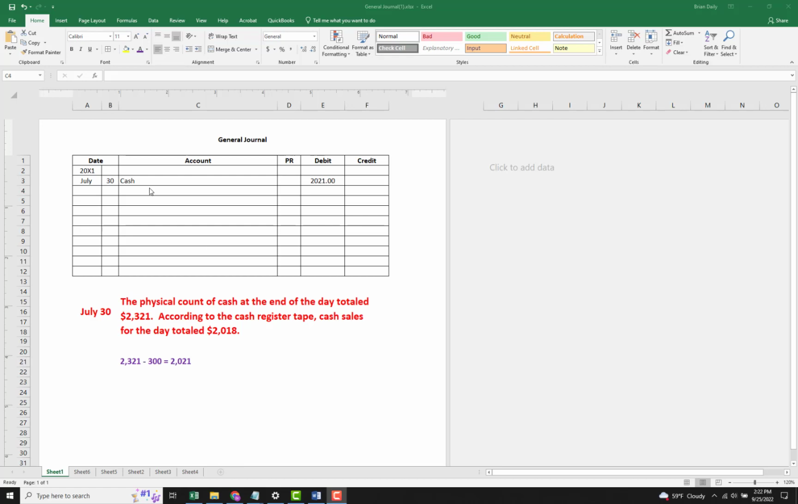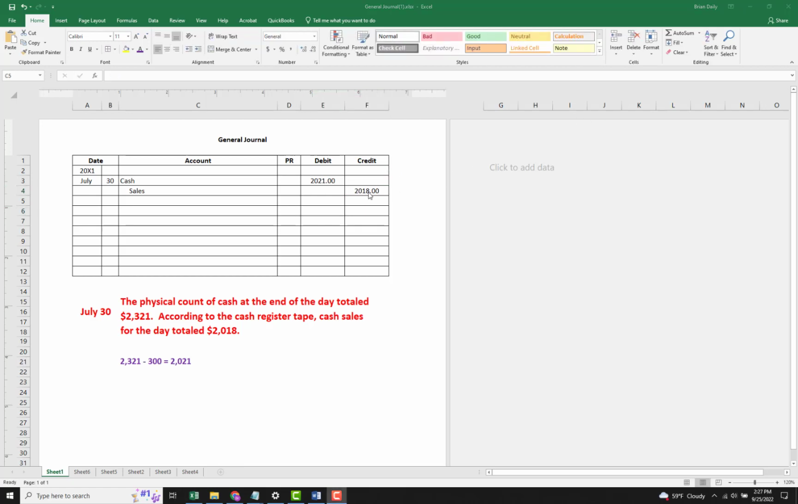So we need to increase the business's revenue account. The business earned more revenue, and the way that we increase revenue accounts is by crediting them. So that's what we're going to do to our sales account: credit it. But we are not going to credit it for that same amount that we previously calculated, because the cash register tape is our best information as to the amount of revenue. And it says that the amount of revenue according to the tape was $2,018. So that's how much we're going to increase our sales account by.